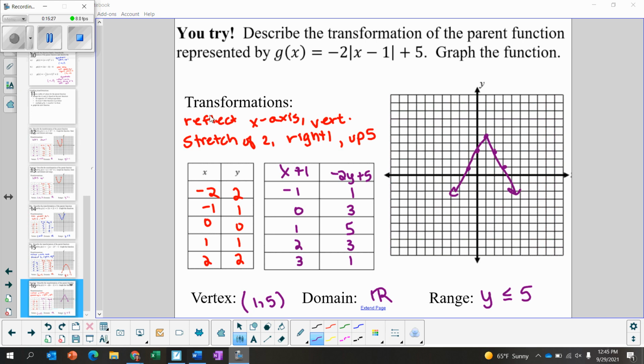We have reflection in the x-axis because of the negative, a vertical stretch of 2 because of the 2, right 1 because of the x minus 1, and up 5 because of the plus 5. That means I was adding 1 to the x's and negative 2y plus 5 for the y's. My vertex was 1, 5. Domain was all real numbers, and the range was y is less than or equal to 5 because 5 was the highest point. That is it for transformations of functions.